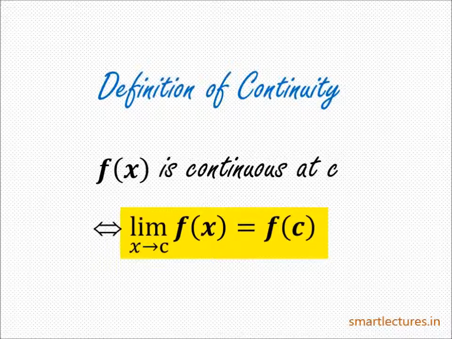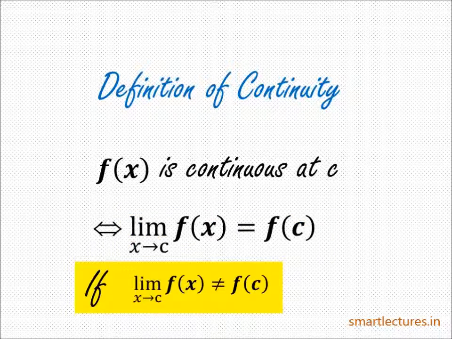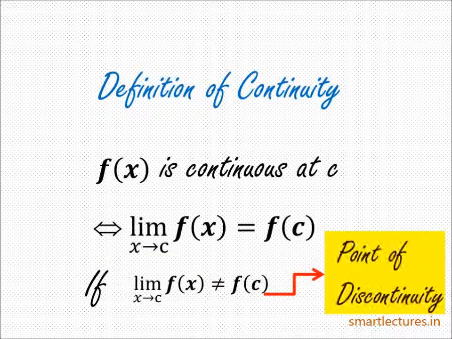Or in other words, we can also say a function is continuous at x equal to C if the function is defined at x equal to C, and if the value of the function at x equal to C equals the limit of the function at x equal to C. And what if the limit is not equal to the value at x equal to C? In that case, we can say f is not continuous at C. Or in other words, we can say f is discontinuous at C, and C is called a point of discontinuity of f.